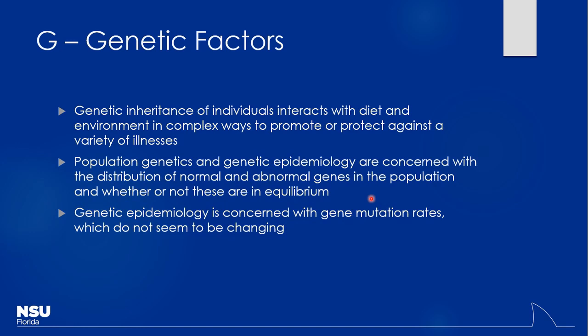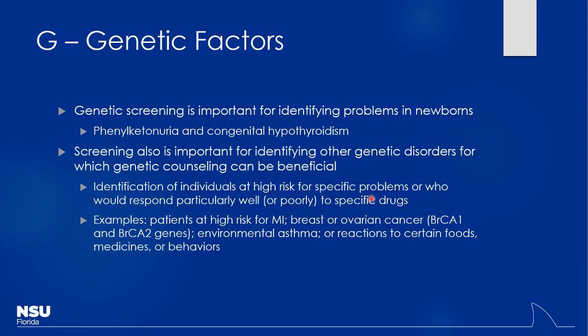But anyway, we can look at things like gene mutation rates, et cetera. Those tend to not change in the great scheme of things over the short term, and so we can look to see how stable they are over time. But certainly we do things like genetic screening for infants, right? So for instance, we can screen for things like phenylketonuria and congenital hypothyroidism for patients as they're born.